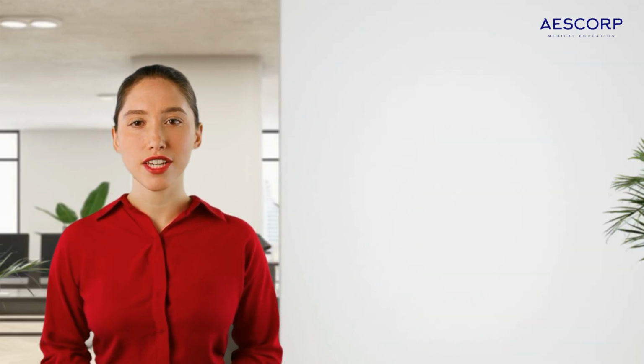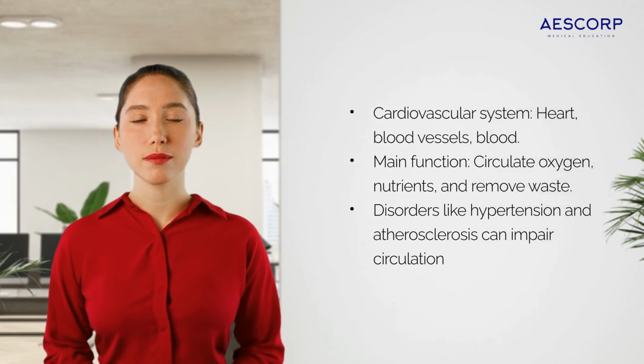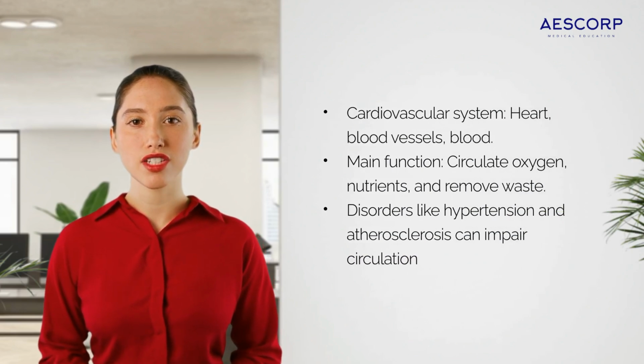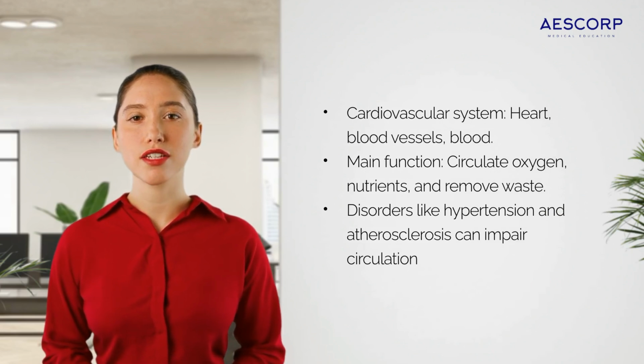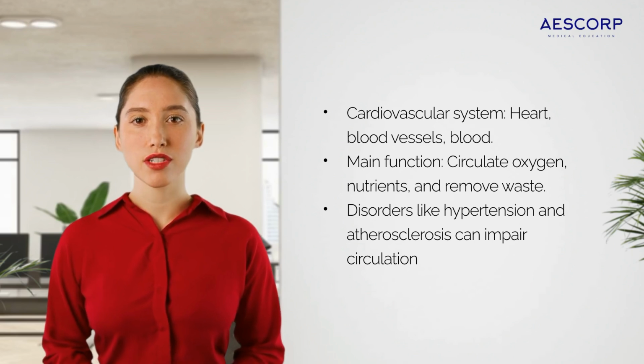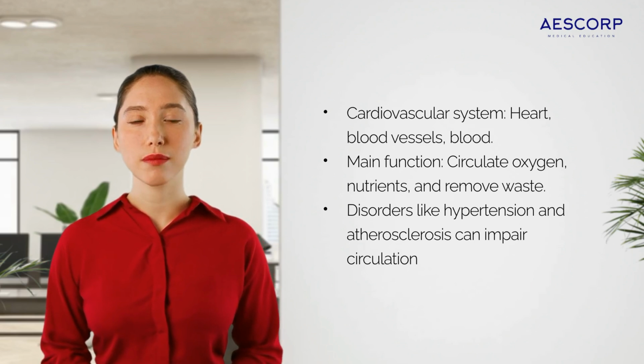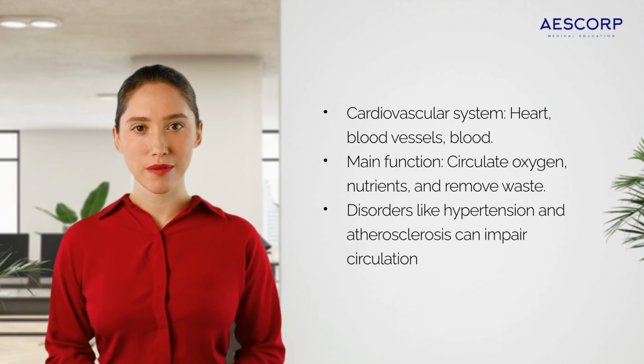To summarize, the cardiovascular system is responsible for transporting blood, oxygen, nutrients, and waste throughout the body. The heart pumps blood through the circulatory system, which includes arteries, veins, and capillaries. Blood flow is regulated by factors like heart rate and blood pressure, and disorders like hypertension and atherosclerosis can affect the efficiency of the system.